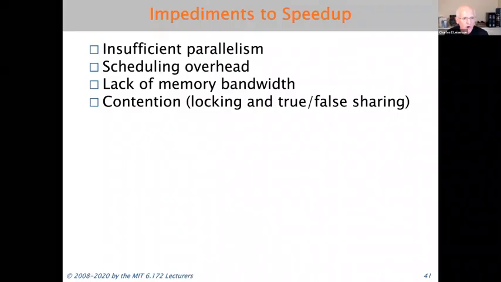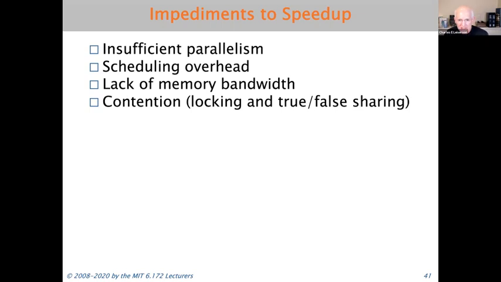There are typically 4 impediments to speedup: insufficient parallelism, scheduling overhead, lack of memory bandwidth, and contention, either lock contention or true and false sharing, which is a contention problem as well. I've ordered them from the most often to the least often issue. Usually when there isn't speedup, it's because somebody doesn't have enough parallelism. Then if they have enough parallelism, it's usually scheduling overhead. If neither of those is the problem, it's usually lack of memory bandwidth. And finally, if it's none of those 3, it's probably contention.